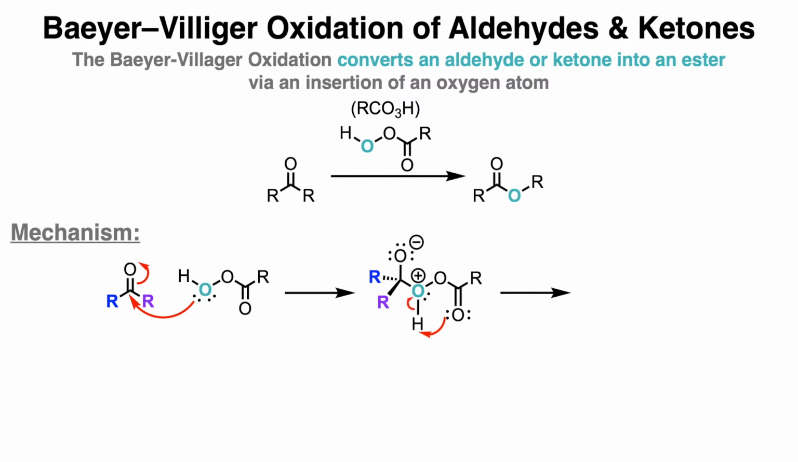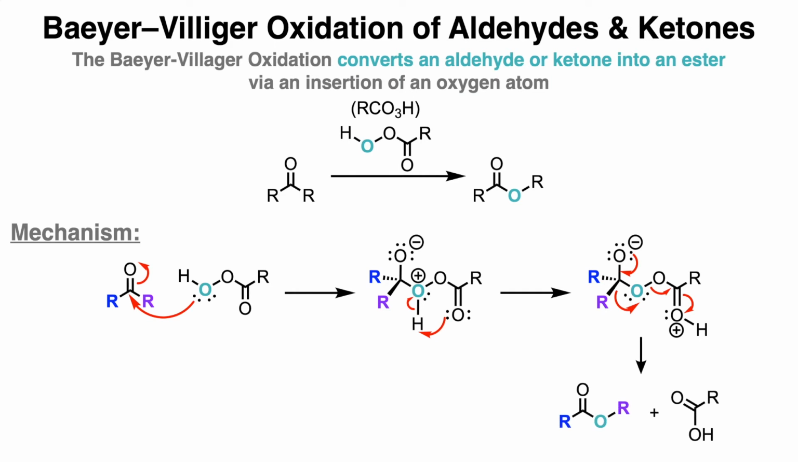Then an intramolecular proton transfer occurs to form the following intermediate. Then one of the lone pairs in O- comes back down to reform the carbonyl simultaneously while an alkyl group migrates to the other side of the oxygen atom. Meanwhile, the oxygen-oxygen bond breaks to form a new carbonyl and the C-O pi bond breaks to form a new lone pair on oxygen. This produces two products, the desired ester molecule as well as a carboxylic acid side product.